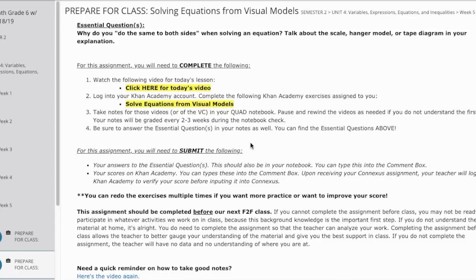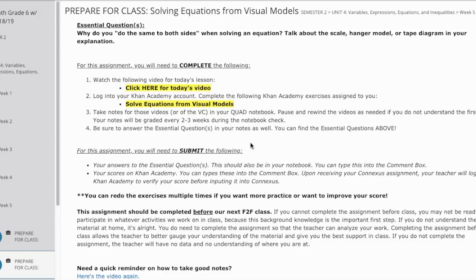Everybody, today we're going to talk about solving equations using visual models. So please make sure that you have that as your title to your notes. You have the essential question right after that. And the essential question today is, why do you do the same to both sides when solving an equation?